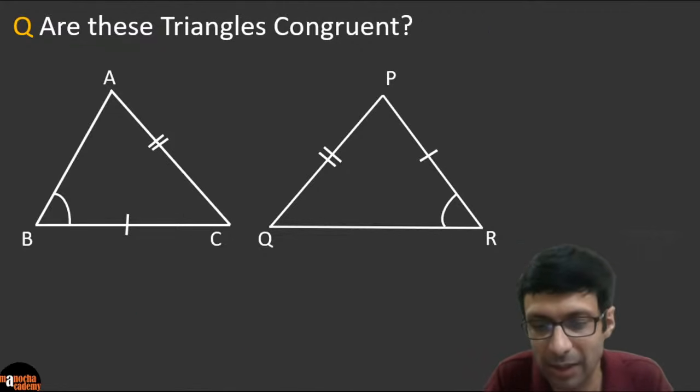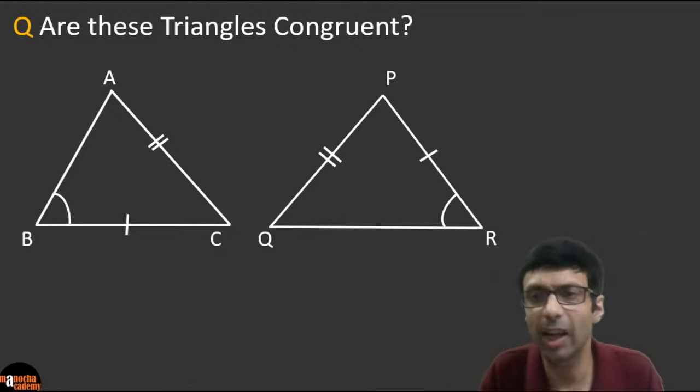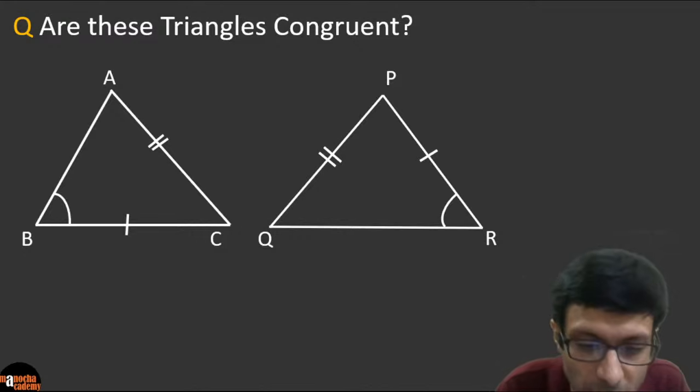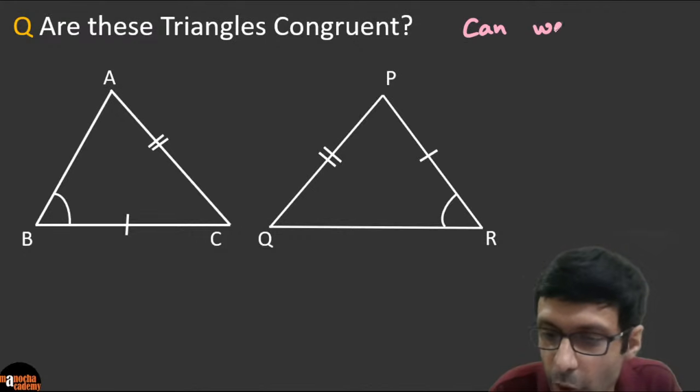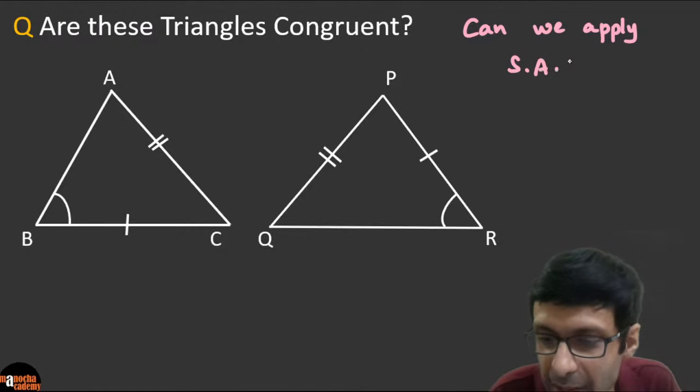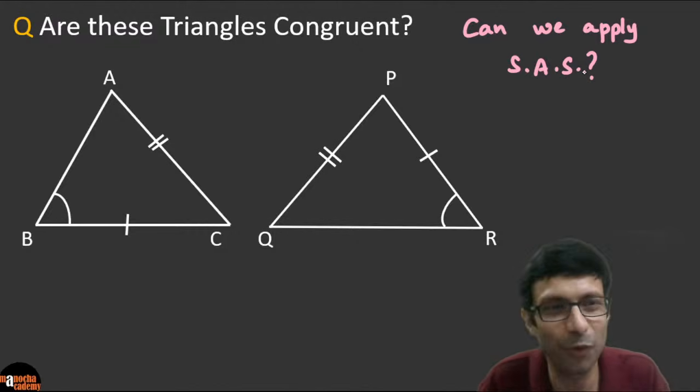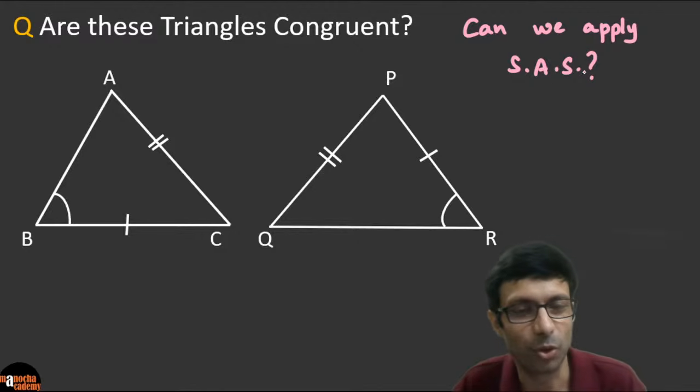Are these two triangles, ABC and PQR, congruent? Again, we can't apply SSS, right? Because all the three sides are not given to us. So same question, guys. Can we apply SAS here? So what do you think? Can we apply SAS to these triangles? Come on, guys. I want all of you to think. Can you apply this condition and find out whether they are congruent or not?